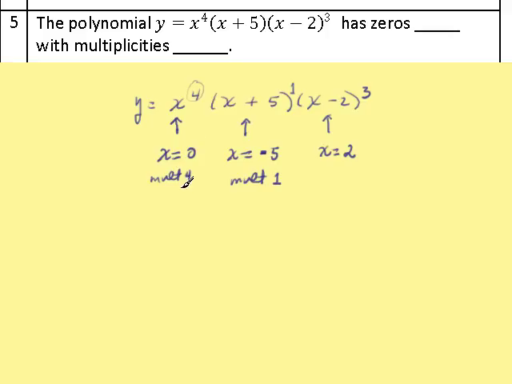That is, x equals 0 has multiplicity 4, x equals minus 5 has multiplicity 1, x equals 2 has multiplicity 3.